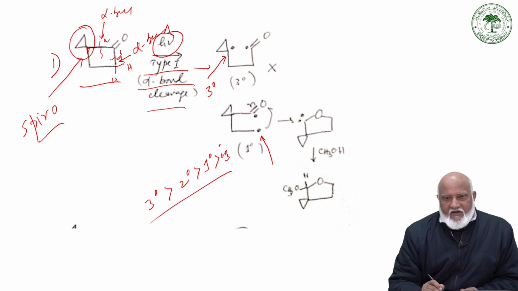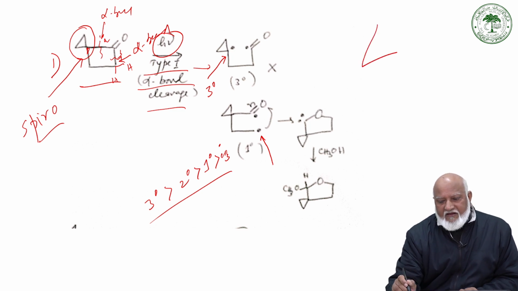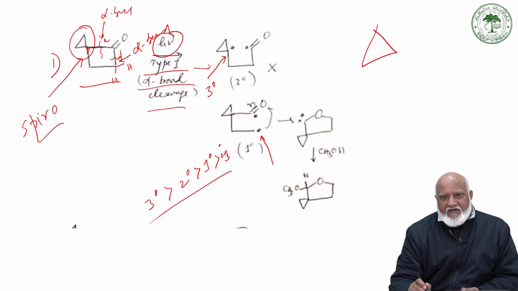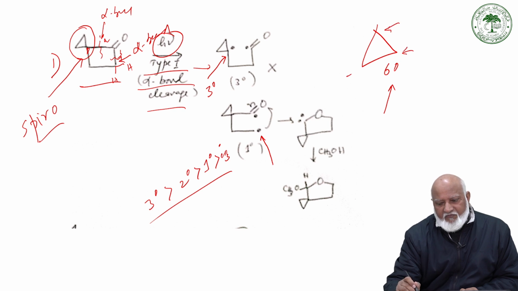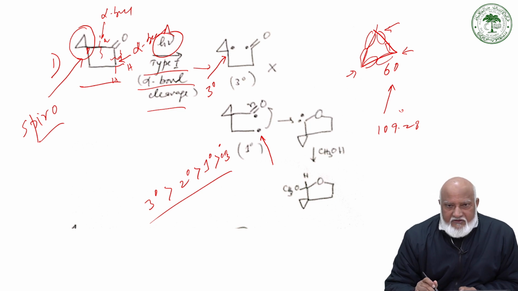So, but this is not always true. Here, cyclopropane, we know, is under ring strain, and the bond angle is around 60 degrees. This is a lot of deviation from our tetrahedral carbon, 109.28 degrees, and hence it is highly strained. That's why a banana-type structure has been proposed in cyclopropane.